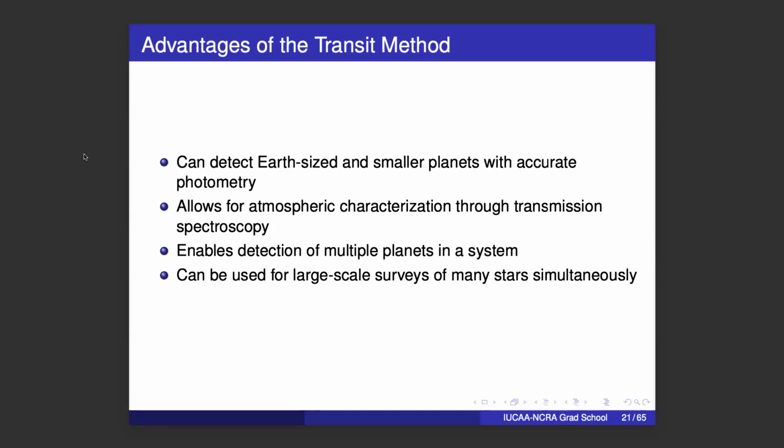It enables detections of multiple planets in the system. So one transits, then you see another transit, but as per your orbit calculation, it should not have occurred for another 2 days or 5 days. And then you say, oh, this seems to be another planet. So then you calculate its orbit, and then you find a third planet, fourth planet, fifth planet, a whole system. That has also been done, and it can be used for large-scale surveys of many stars simultaneously.